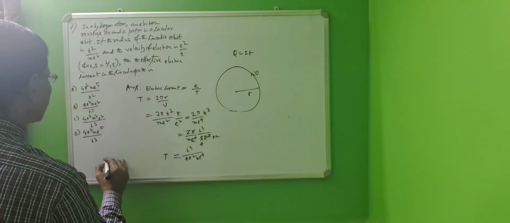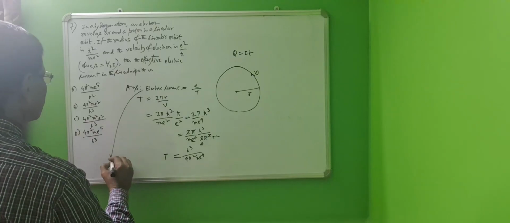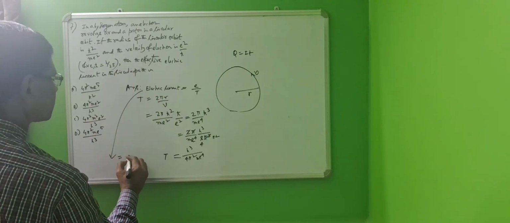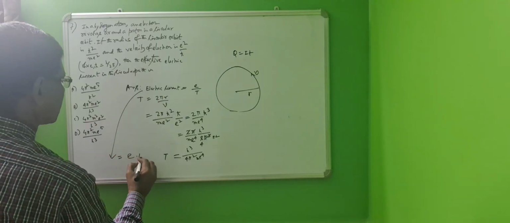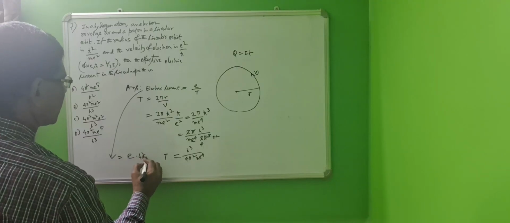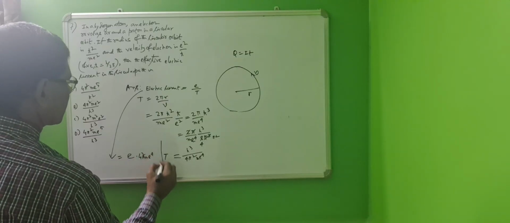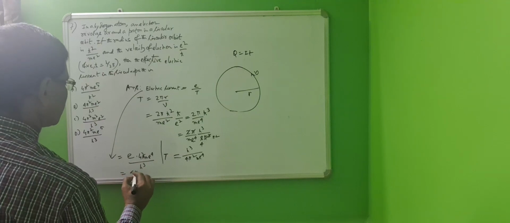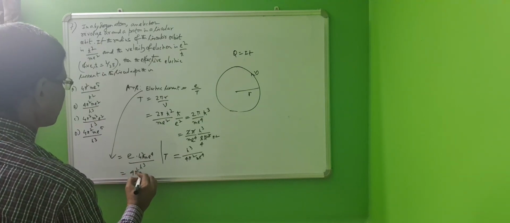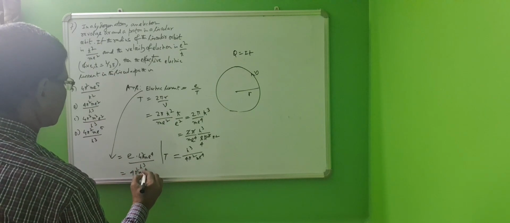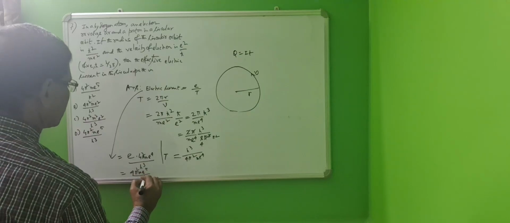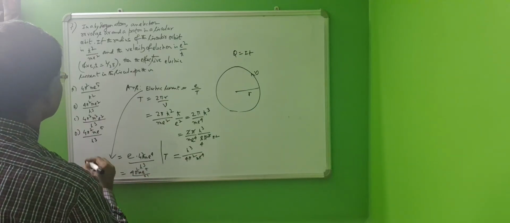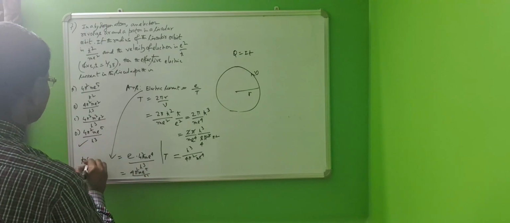So electric current equals to e times 4 pi square m e to the power 4, divided by h cube, which equals 4 pi square m e to the power 5 upon h cube. So answer D.